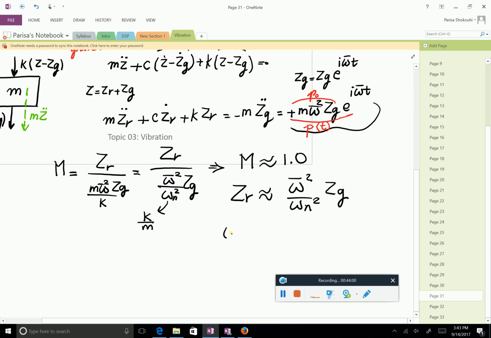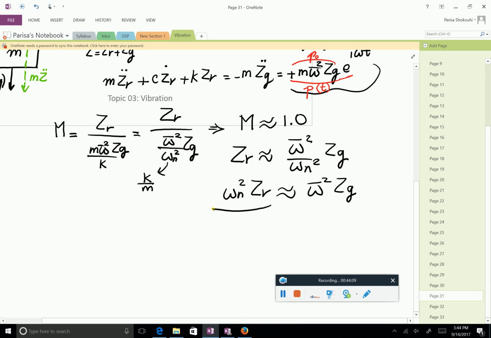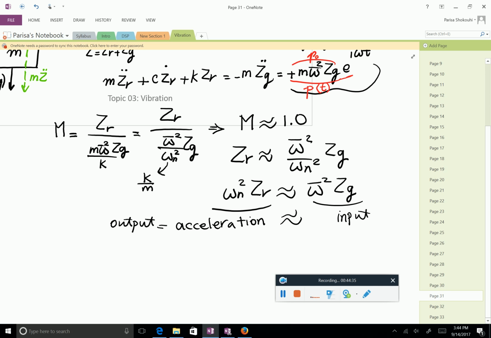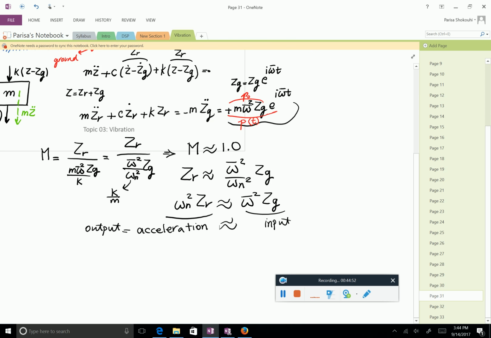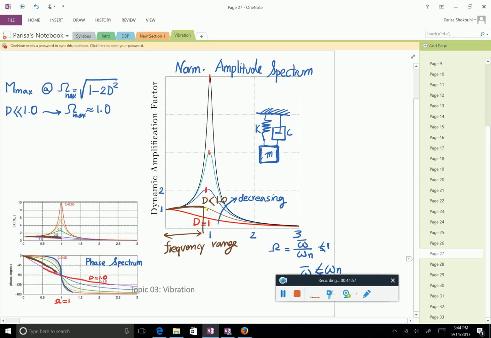We can write this differently like that. What is this? This is the acceleration that we measure with the accelerometer, the output. That's what we want to measure, the input. And they're almost equal. That's why we like to have a magnification factor which is around 1. Because what you want to measure, you want it to be in the same order of what you are actually getting from the ground, right? Now, to do that, you saw here that we need to have, let's say in this case, the damping ratio about 0.5.